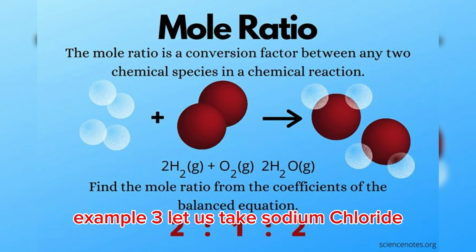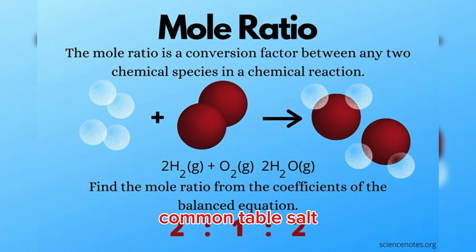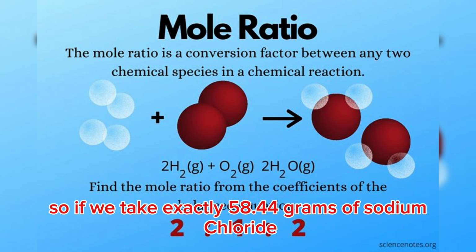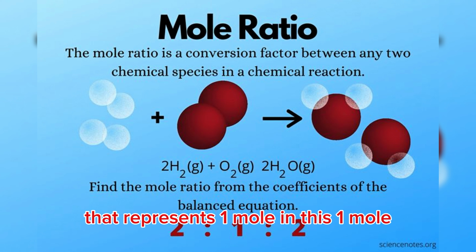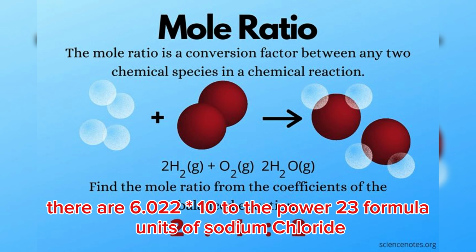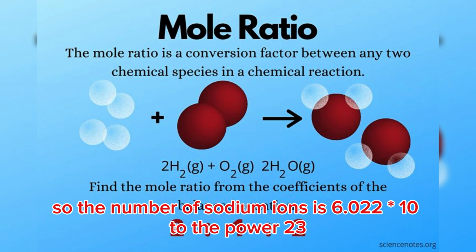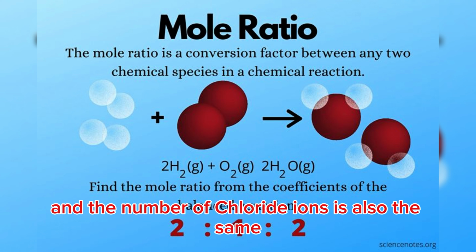Example 3. Let us take sodium chloride, common table salt. The molar mass of sodium chloride is 58.44 grams per mole. So if we take exactly 58.44 grams of sodium chloride, that represents 1 mole. In this 1 mole, there are 6.022 times 10 to the power 23 formula units of sodium chloride. Each formula unit contains 1 sodium ion and 1 chloride ion, so the number of sodium ions is 6.022 times 10 to the power 23, and the number of chloride ions is also the same.